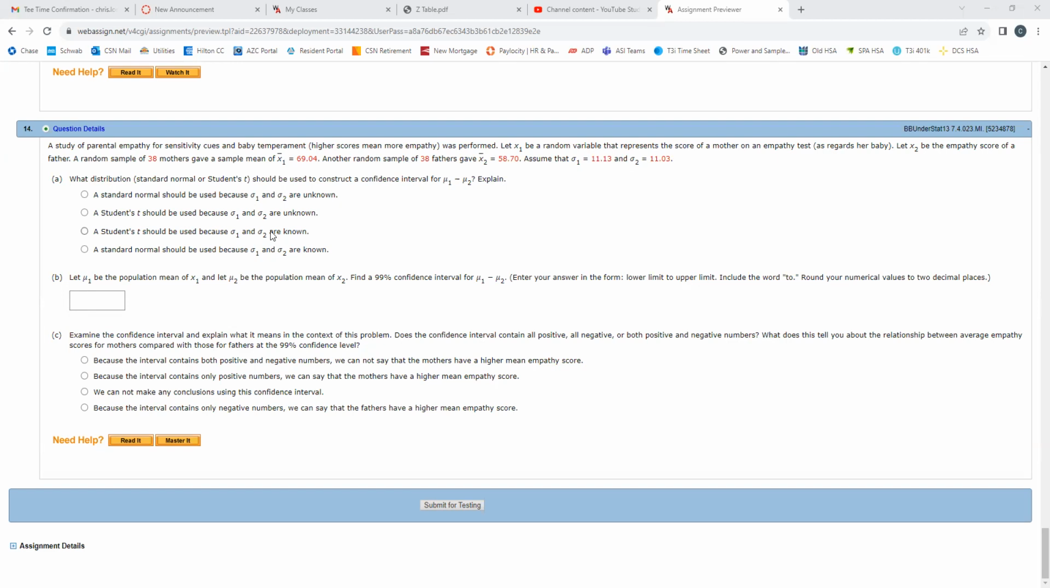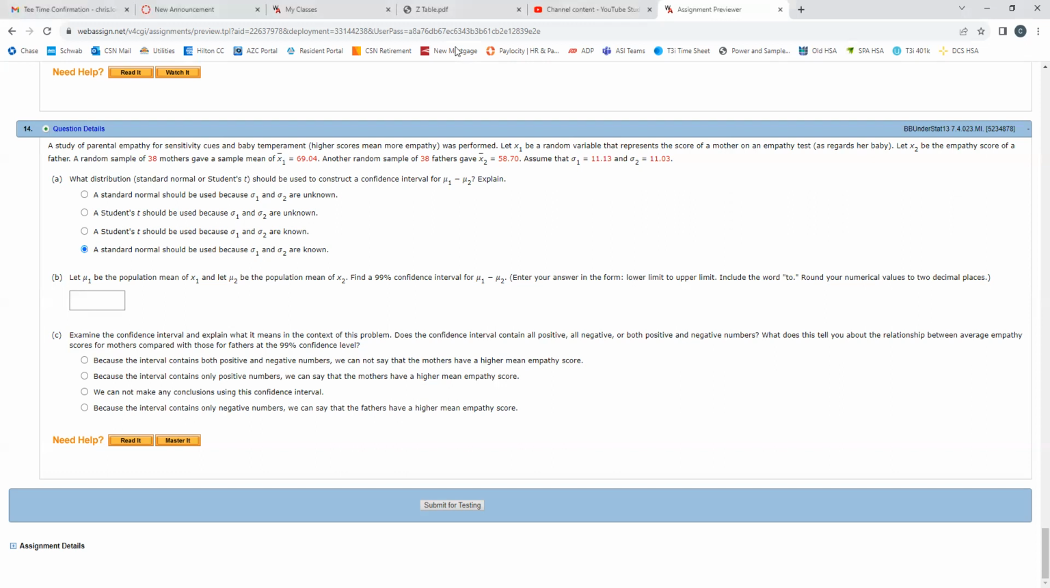When you see this question, what distribution should be used? Thus far, we've only learned about the standard normal. We haven't learned about the student's T. That's going to show up in week 6. So that shouldn't ever be the answer. But the general answer is we're going to use the standard normal because sigma 1 and sigma 2 are both known. Since we know them, we're going to use that standard normal.